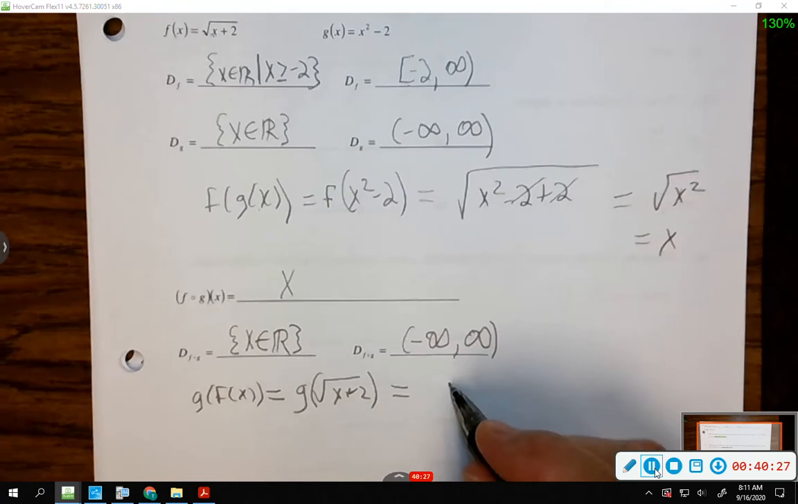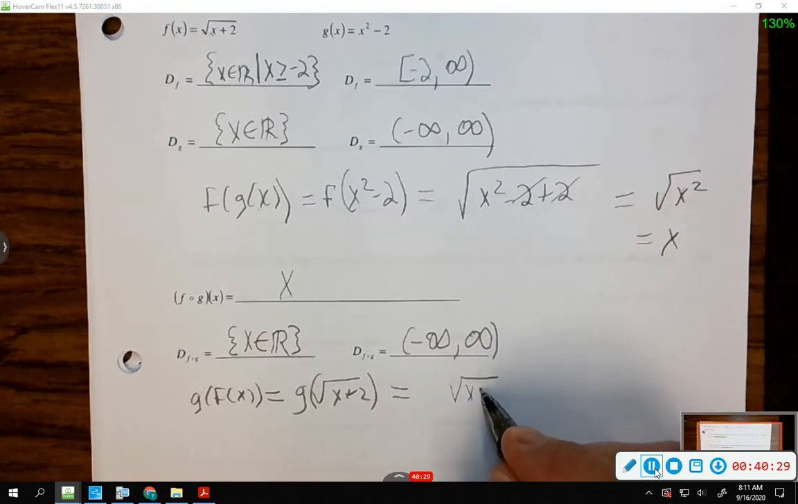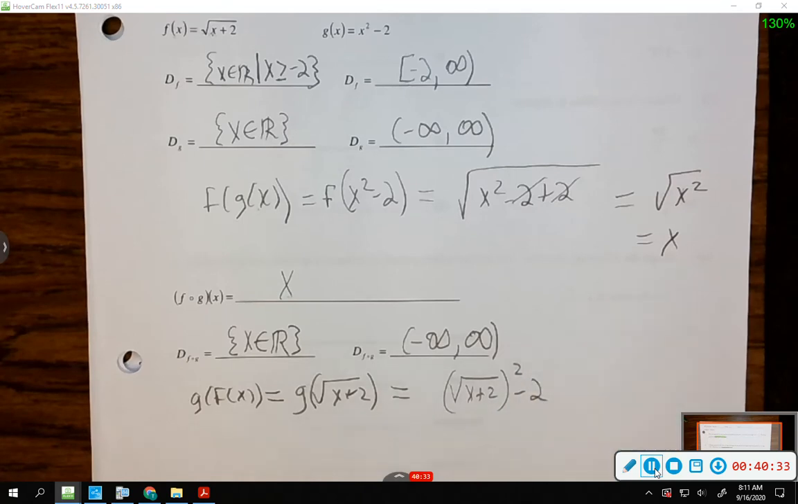This is coming in. We're going to square it and subtract 2. If I square a square root, it gets rid of the square root. And when I subtract 2, look what happens. We get x again. So the composite here is x. And again, it's not plus or minus.